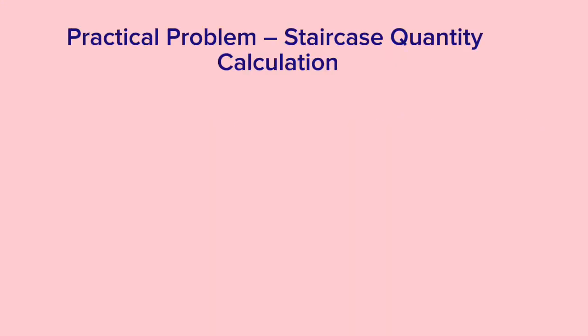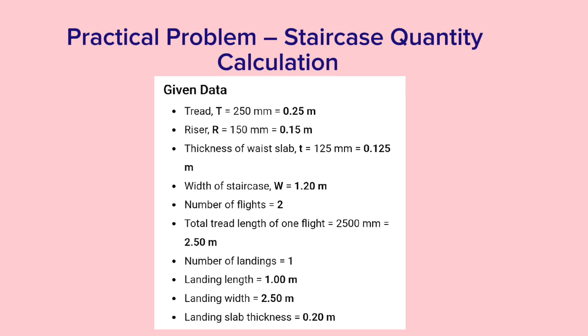Now let us solve one practical problem using both methods. Tread is 250 mm, that is 0.25 meters. Riser is 150 mm, that is 0.15 meters. Thickness of waste slab is 125 mm, that is 0.125 meters. Width of staircase is 1.2 meters. Number of flights is 2. Total tread length of one flight is 2500 mm, that is 2.5 meters. Number of landings is 1. Landing length is 1 meter. Landing width is 2.5 meters. Landing slab thickness is 0.2 meters.